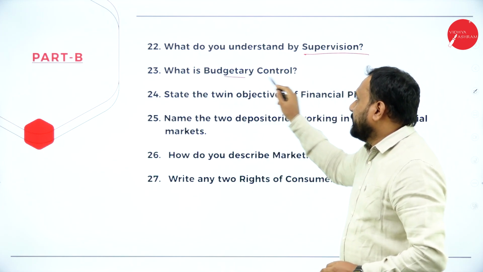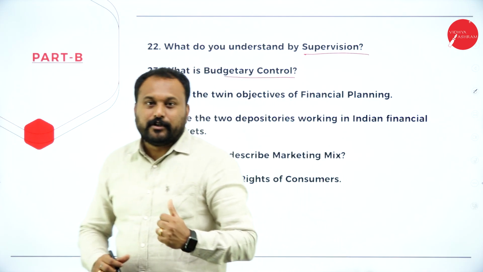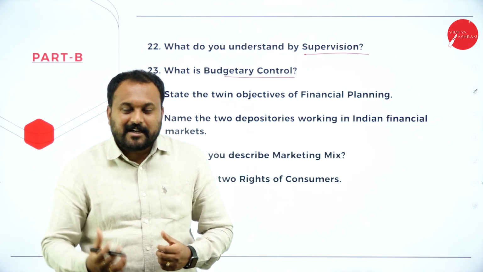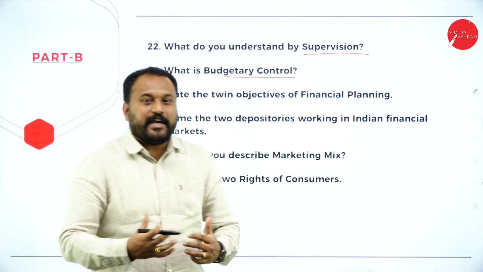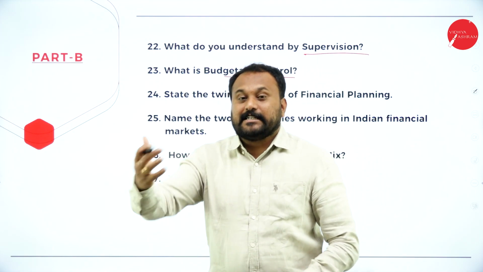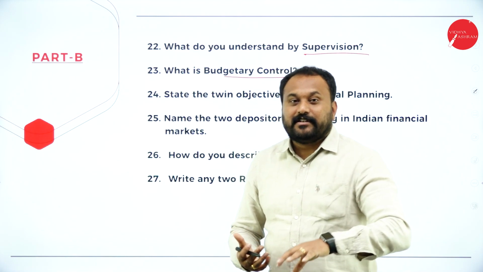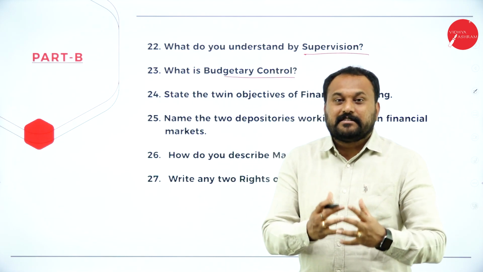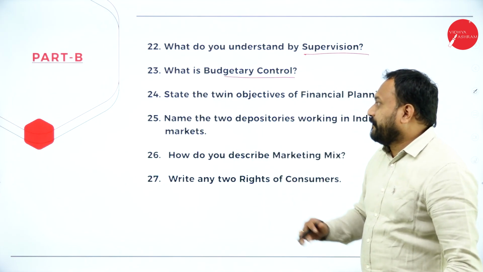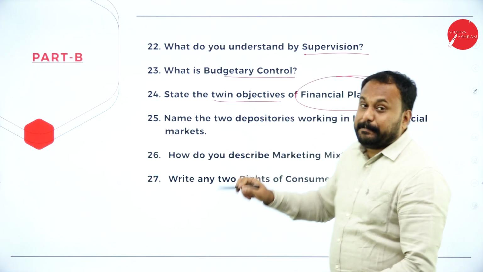What is budgetary control? See, budgetary control is a jargon used to check your expenditure and your income. Your income and expenditure, what you check, that becomes the budgetary control. And if the expenditure exceeds your income, that means you don't have proper budgetary control. So the next question, 24th question, state the twin objectives of financial planning.